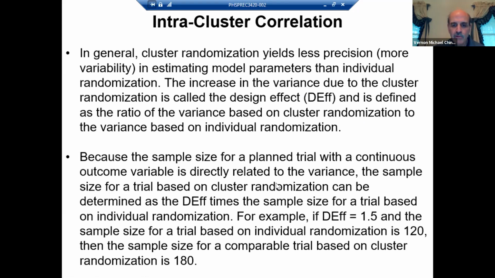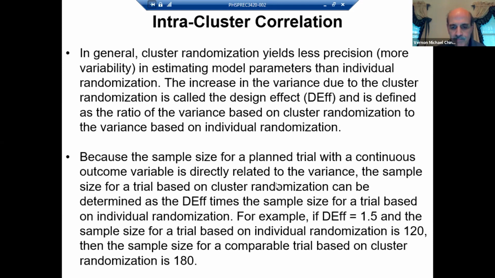So the sample size for a planned trial, if we at first consider a continuous outcome variable, we'll typically make the assumption that it's normally distributed. We'll assume that the sample size for a trial based on cluster randomization can be determined as the design effect times the sample size for a trial based on individual randomization.